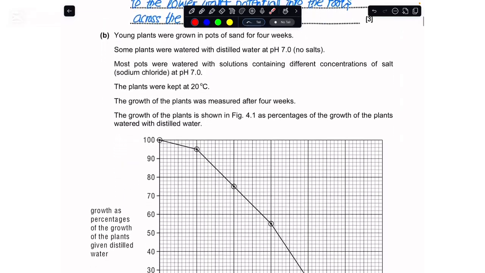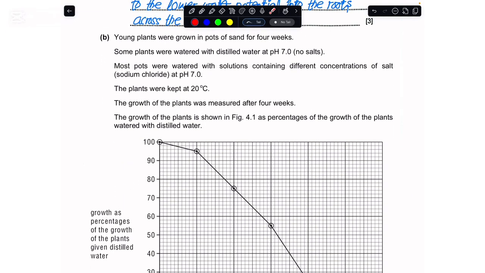If we were to go beyond part A, here we have part B, and they say that we have young plants and they were grown in pots of sand for a total of 4 weeks. Now what we are doing here is that we have taken the pots, and in the pots we have the sand, and in the sand we are growing the young plants.